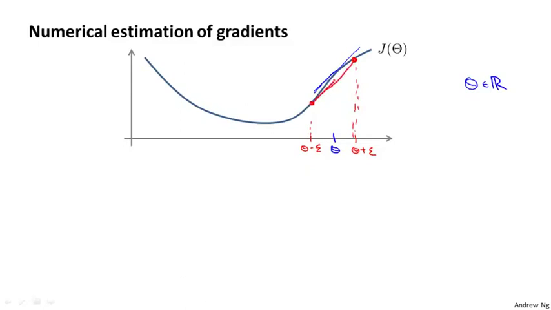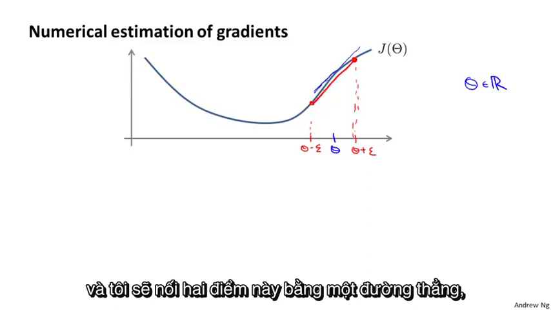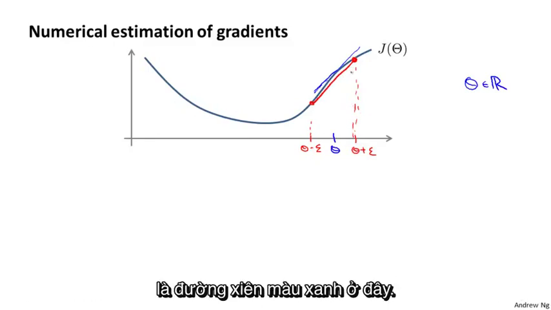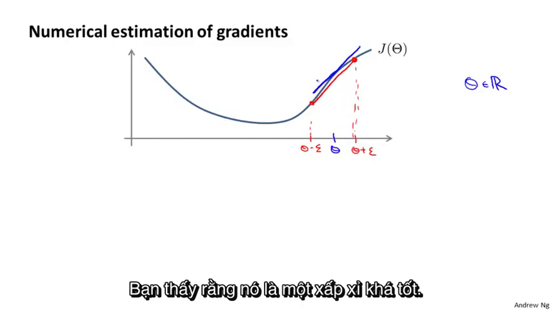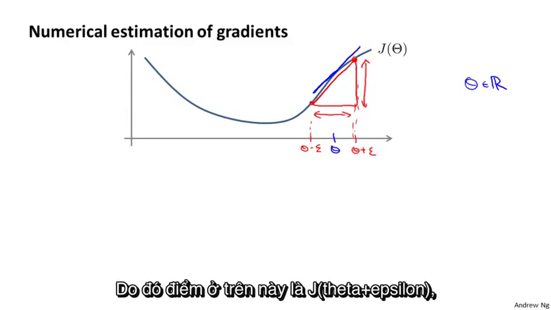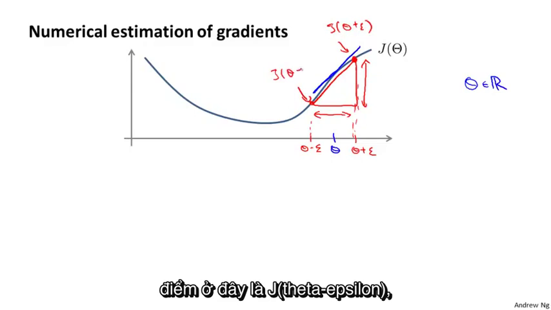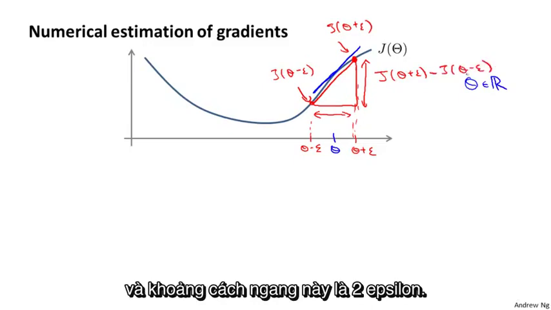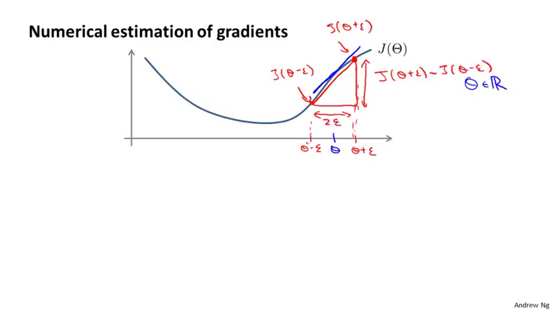and connect them by a straight line, and I'm going to use the slope of that little red line as my approximation to the derivative, where the true derivative is the slope of that blue line over there. So it seems like it would be a pretty good approximation. Mathematically, the slope of this red line is this vertical height divided by this horizontal width. So this point on top is J of theta plus epsilon. This point here is J of theta minus epsilon, so this vertical difference is J of theta plus epsilon minus J of theta minus epsilon, and this horizontal distance is just 2 epsilon.